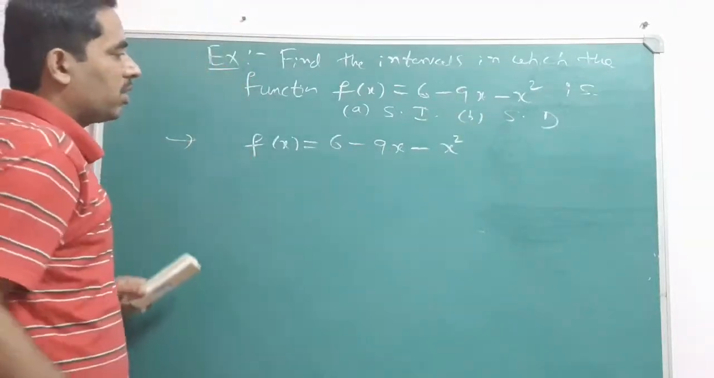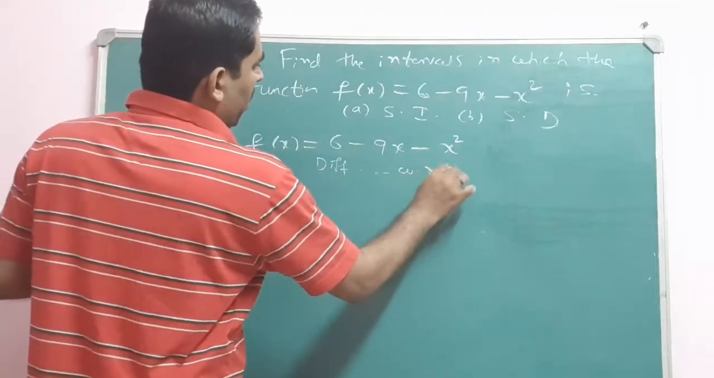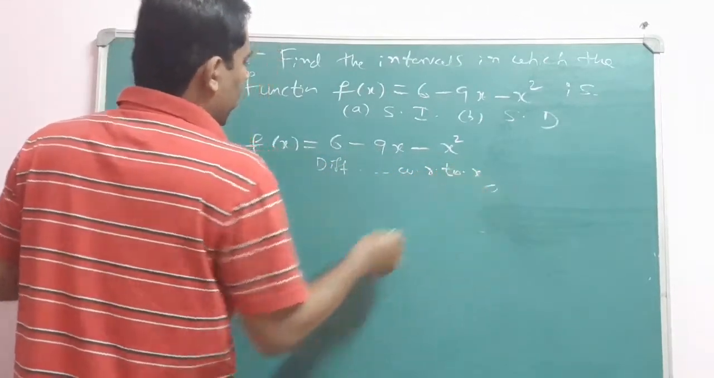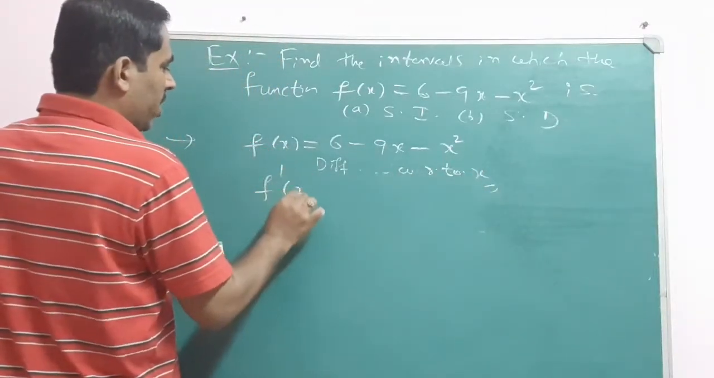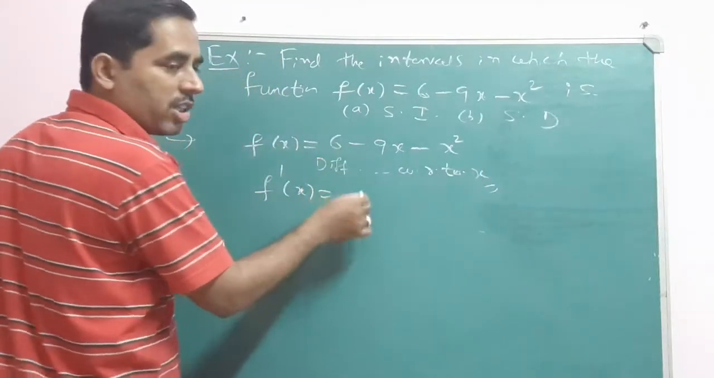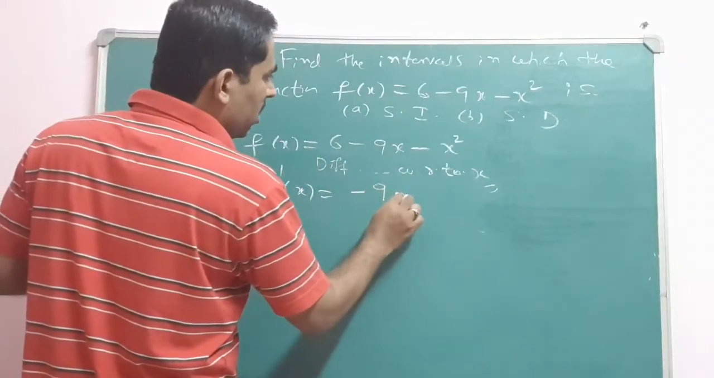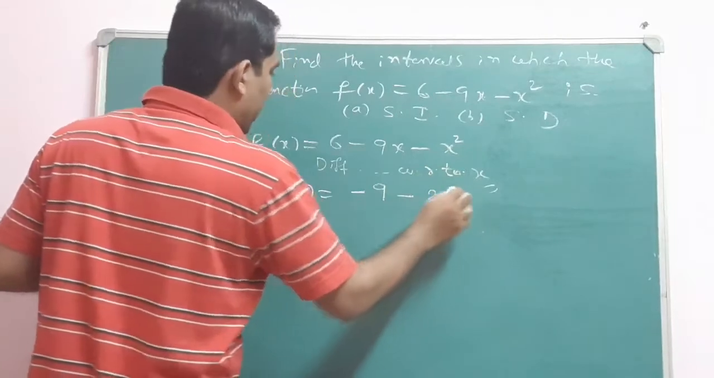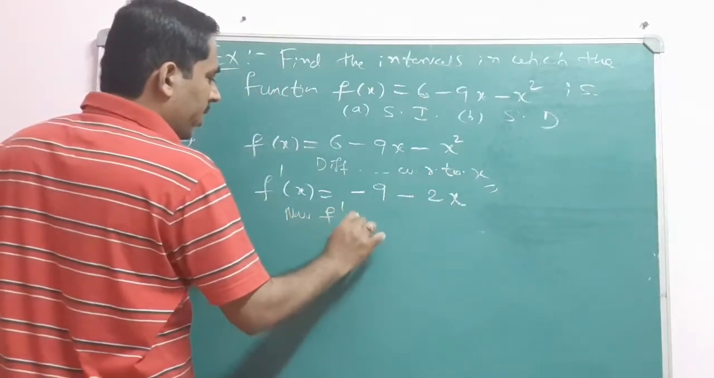So let me consider the function. As usual, we differentiate with respect to x. So I will get the derivative f dash x. The derivative of a constant is 0. Then minus, the derivative of 9x is 9, minus the derivative of x square is 2x. Now to get the points, we put it to 0.